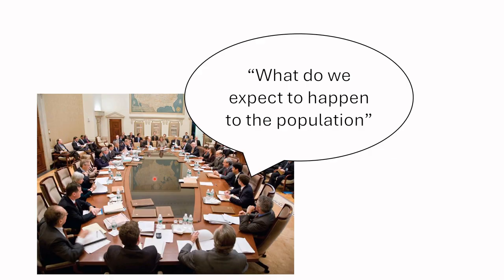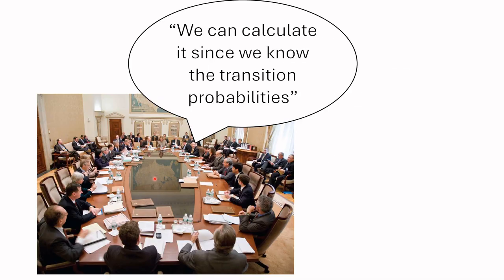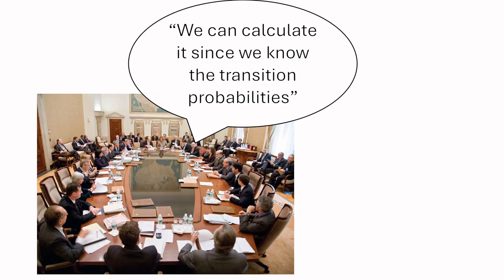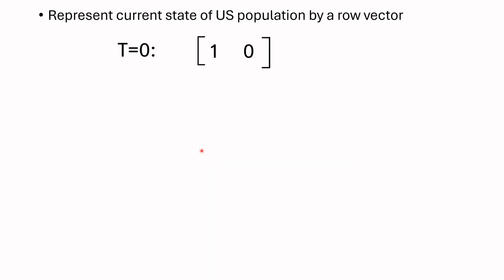And the people in the government are like, oh no, what do we expect to happen to the population? This is craziness. Everyone's going to do the Jim lifestyle, and we have to figure out what's going to happen so that we can prepare. And this dude asks, what do we expect the population to do? And this dude down here says, well, since we know about the coins, we know the transition probabilities, and we can just calculate it. So that is what we're going to do, and we're going to see how this is going to work out.